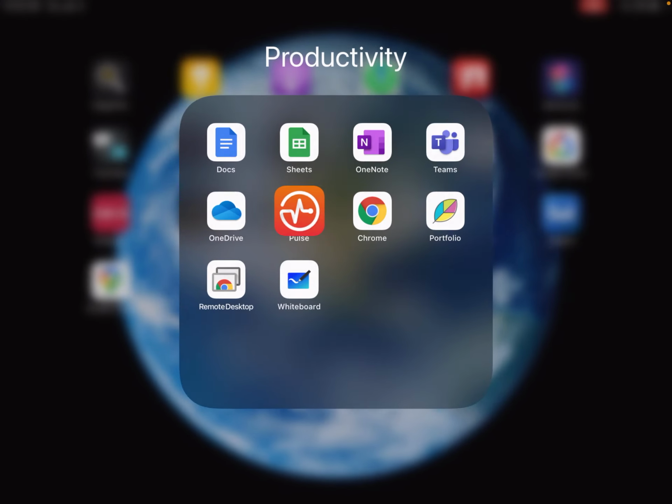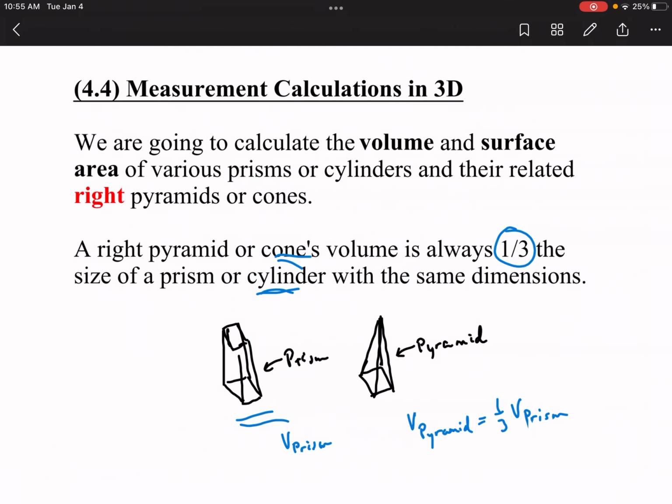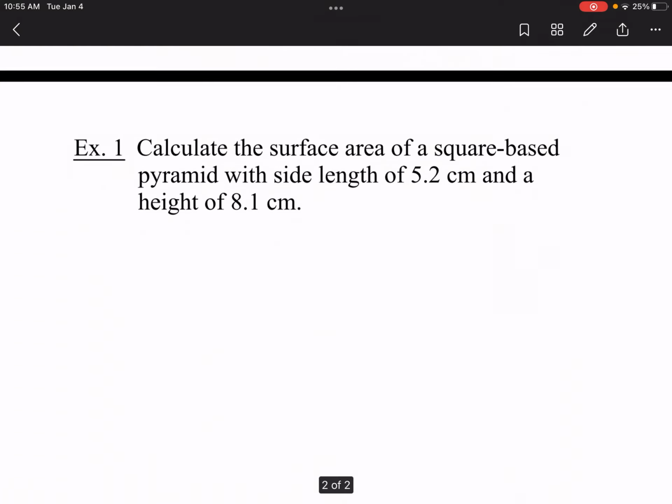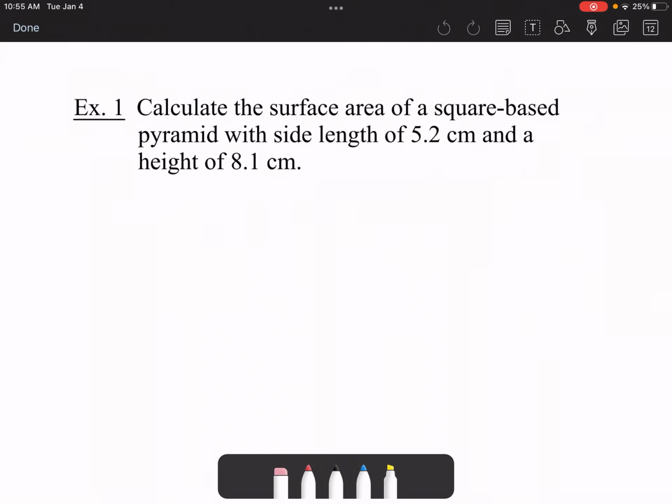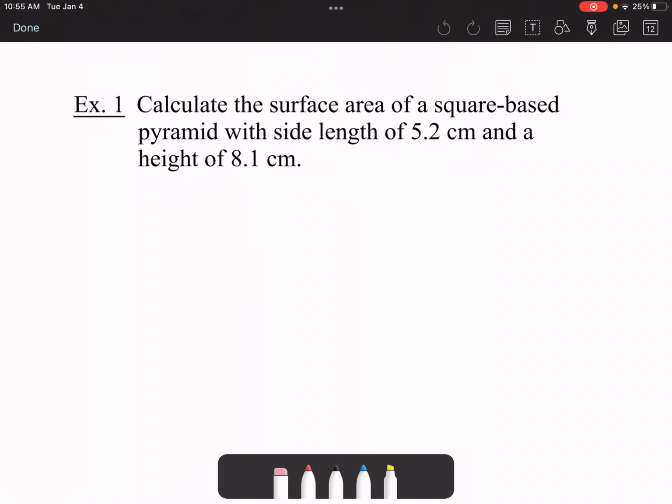Okay, so let's return to our lesson. We're going to calculate the surface area of a square-based pyramid with side length 5.2 centimeters and a height of 8.1 centimeters. So let me draw a little sketch of what I mean. I'm going to draw my square-based pyramid.